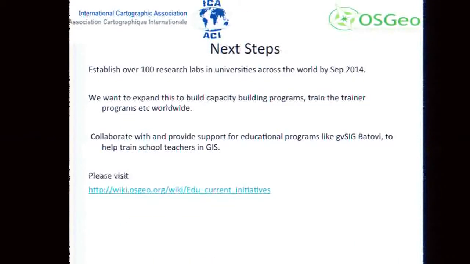So finally, what are our next steps? We are looking to establish over 100 research labs in universities across the world by September 2014, and we want to expand this to build capacity training programs, train-the-trainer programs, for educators worldwide. We also want to collaborate with and provide support for educational programs like GeoForAll to help train school teachers in GIS.